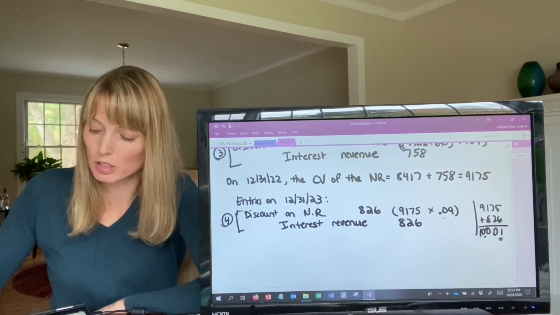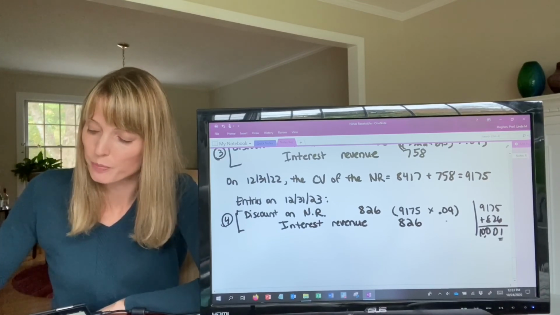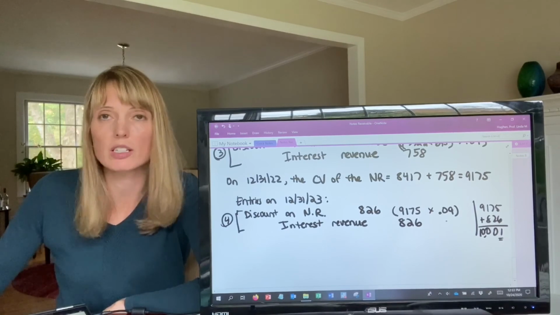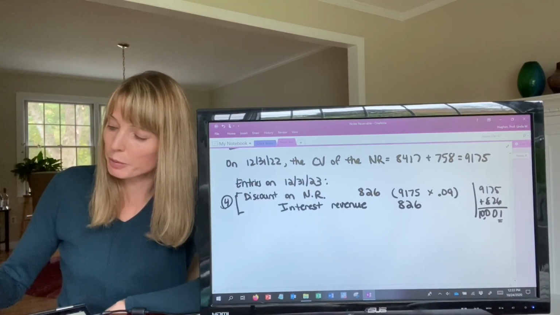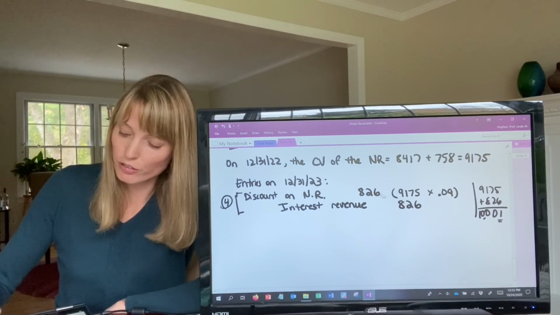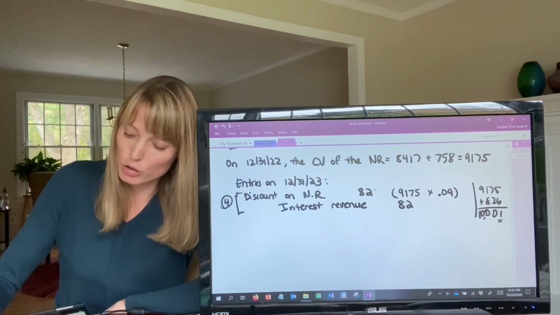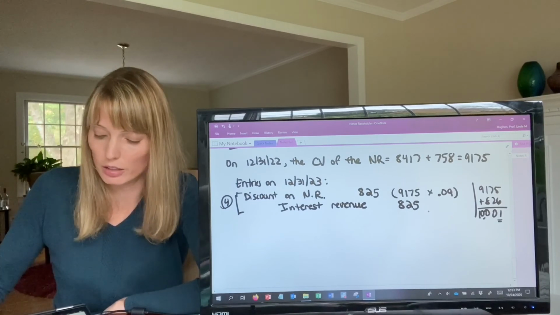That implicit interest rate must not be exactly 9%. It must be a little bit different. But don't worry if we're off by $1. As long as we're coming within $1 or two, we know that we're amortizing appropriately. What we would probably do in this example is just force our last amortization to be 825, or the amount that makes the carrying value of the note exactly $10,000.